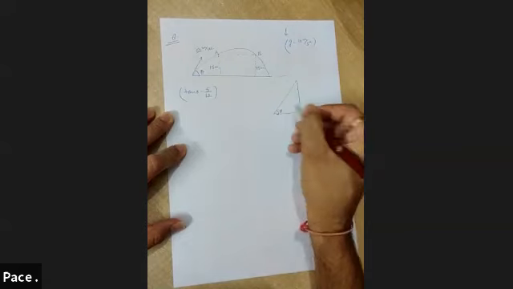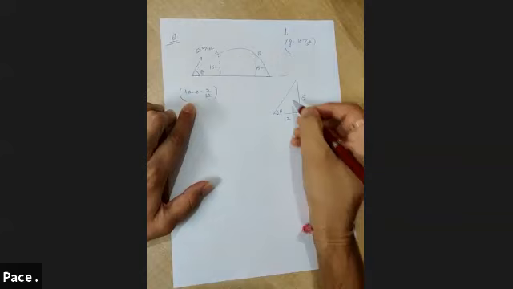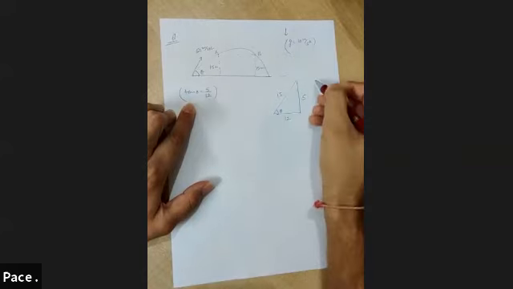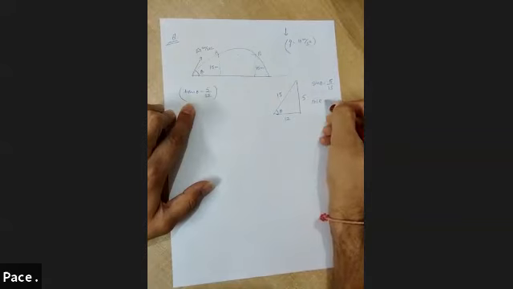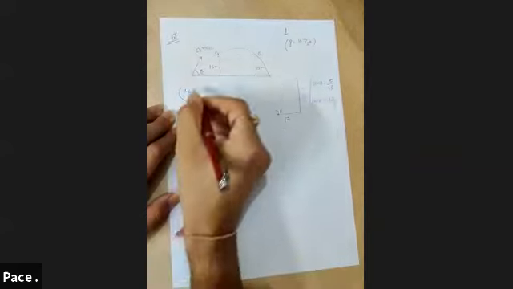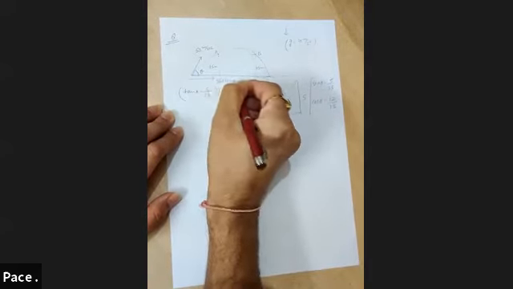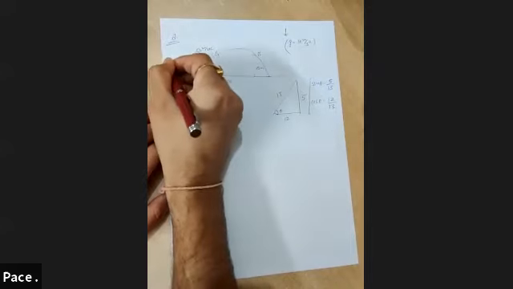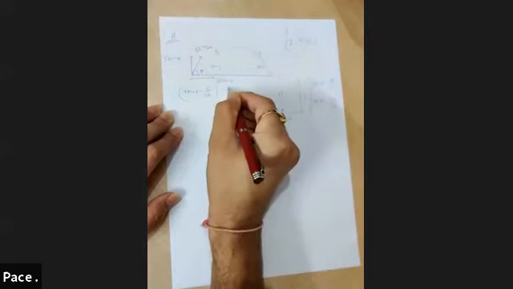If this is theta, tan theta is given as 5 by 12. So height is 5, base is 12. So this would be how much? This would be 13. So what would be sine theta? Sine theta is equal to height upon hypotenuse, 5 by 13. And what is cos theta? Cos theta is equal to base upon hypotenuse, 12 by 13. So you got sine theta and cos theta. The horizontal component would be 52 cos theta, and the vertical component would be 52 sine theta. You can put in the values of cos theta and sine theta.